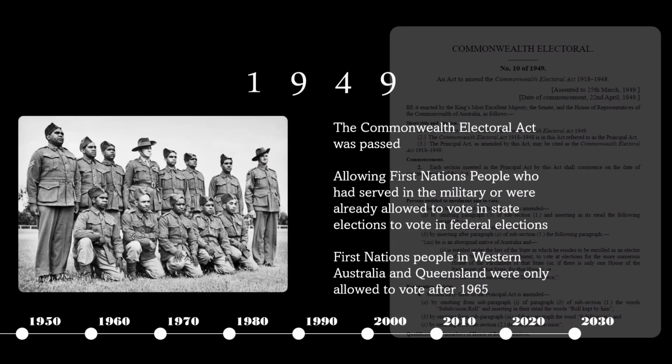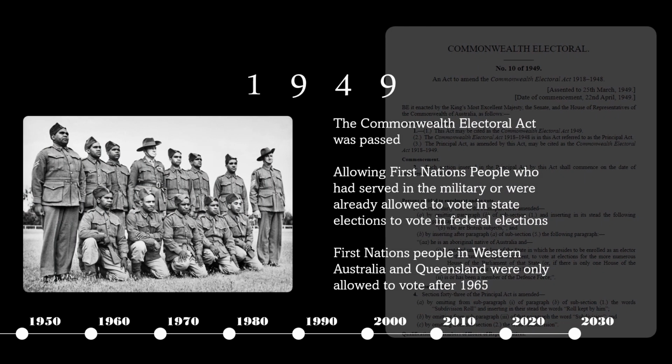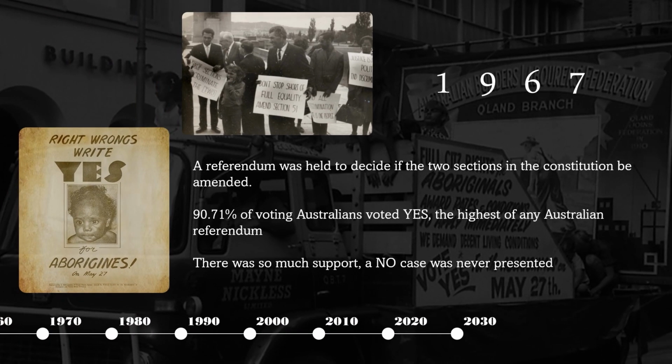So, in 1949, the Commonwealth Electoral Act was passed, allowing First Nations people who have served in the Defence Force or had already been allowed to vote in state elections to vote in Commonwealth elections, extending the right to vote to First Nations people living in every state apart from Western Australia and Queensland, where they were only allowed to vote after 1965. In 1967, a decisive referendum was held, resulting in the biggest yes vote in Australian history.